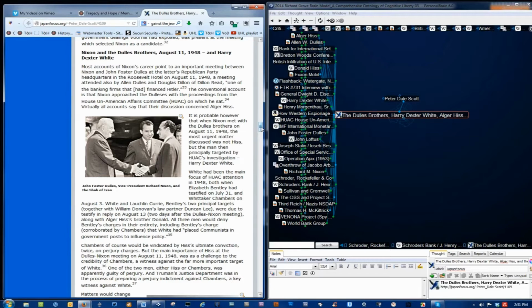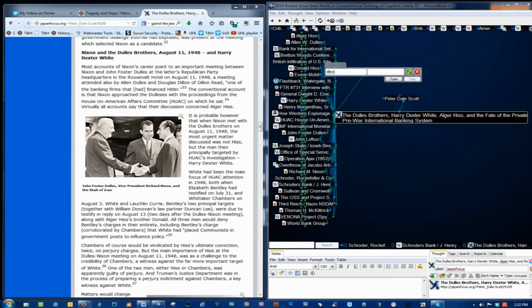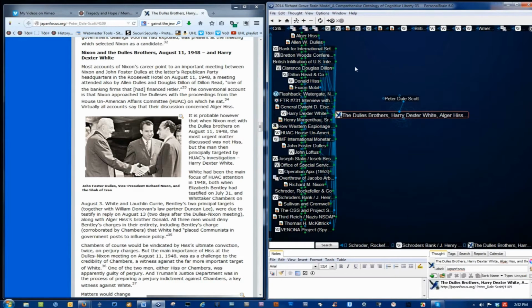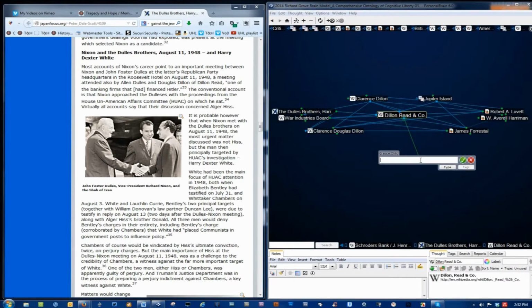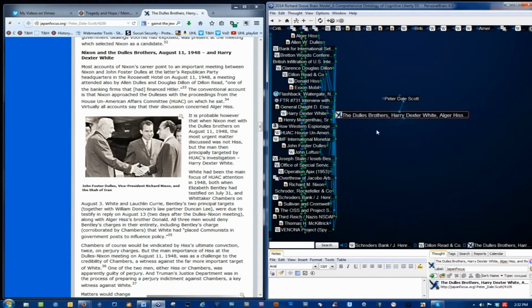Affirmative. Okay. Most accounts of Nixon's career point to an important meeting between Nixon and John Foster Dulles at the latter's Republican Party headquarters at the Roosevelt Hotel on August 11, 1948, a meeting also attended by Allen Dulles and Douglas Dillon of Dillon Reed, one of the banking firms that had financed Hitler. The conventional account is that Nixon approached the Dulleses with the proceedings from the House Un-American Activities Committee, the HUAC, on which he sat. Virtually all accounts say that their discussion concerned Alger Hiss. It is probable, however, that when Nixon met with the Dulles brothers on August 11, 1948, the most urgent matter discussed was not Hiss, but the man principally targeted by HUAC's investigation, Harry Dexter White.